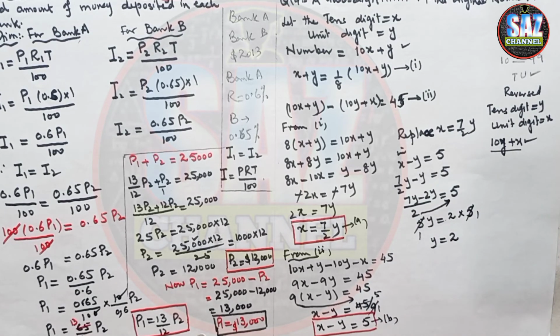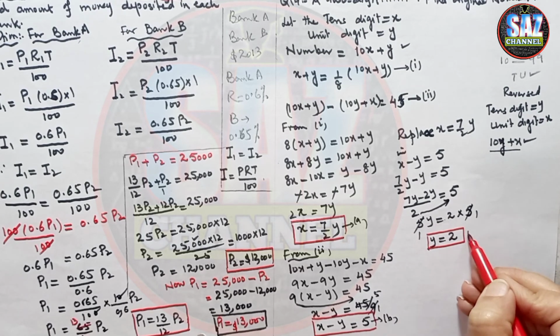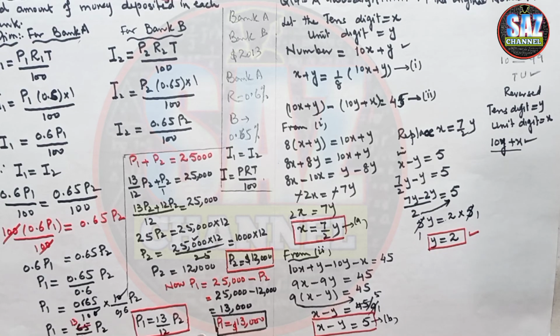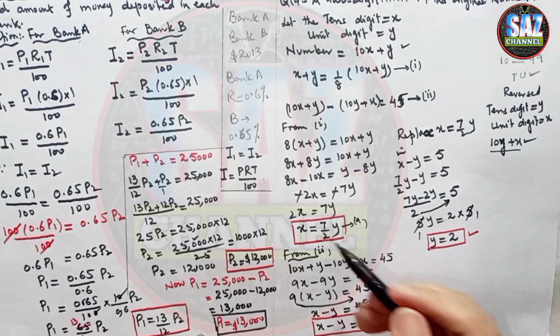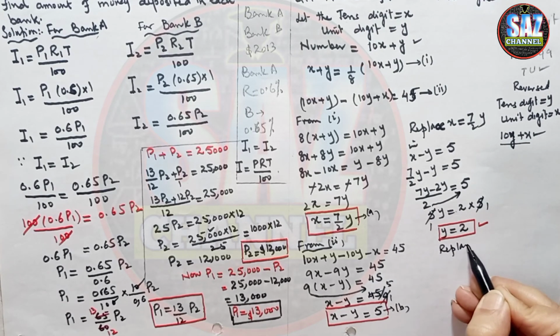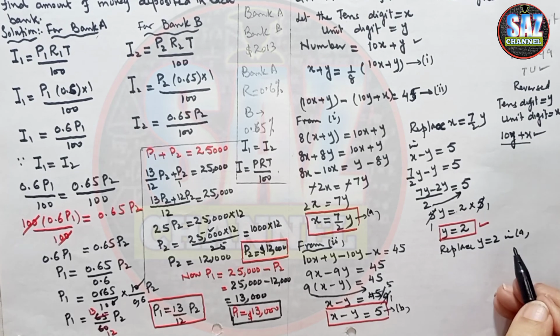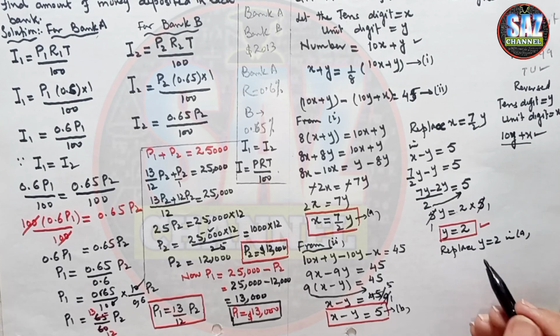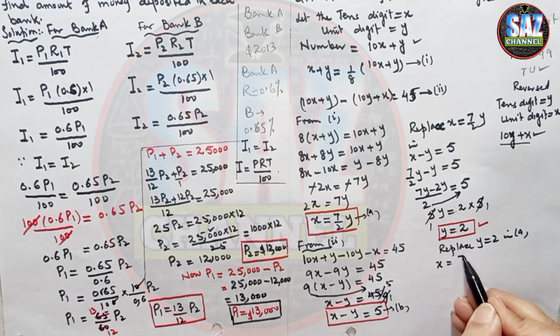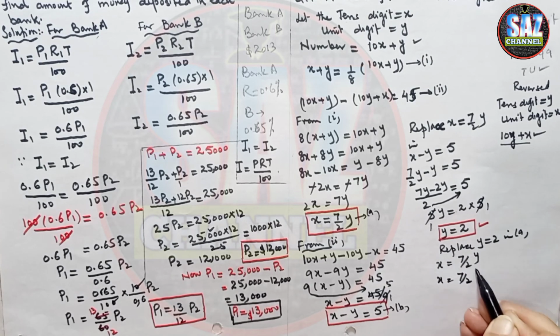So after getting the value of y, we have to find the value of the other digit as well. So I'm replacing y in a. Replace y equals 2 in a, and x can take the form 7 by 2 y. x equals 7 by 2 multiplied by 2. The 2 is cancelling and x equals 7.